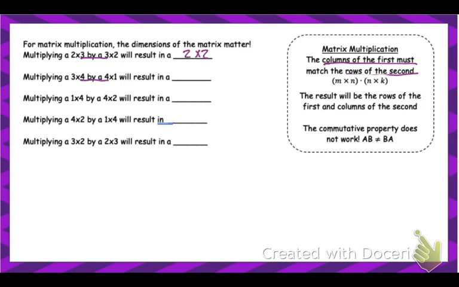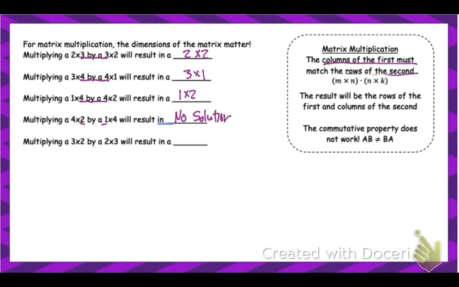If I have a 3 by 4 by a 4 by 1, yes, I can do it because the 4s match. The result's a 3 by 1. Then a 1 by 4 by a 4 by 2, the 4s match, I get a 1 by 2. Now, let's look at this. It's the same matrices. It's still a 1 by 4 and a 4 by 2, but I'm changing the order. And now when I change the order, I can't actually do it because those middle ones don't line up. So this is no solution.